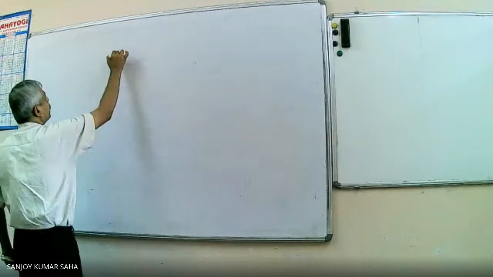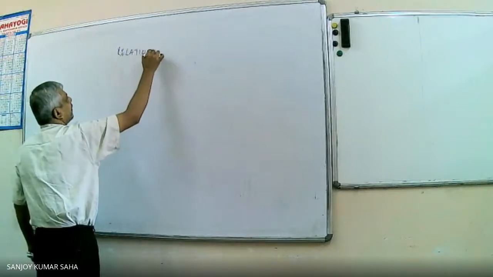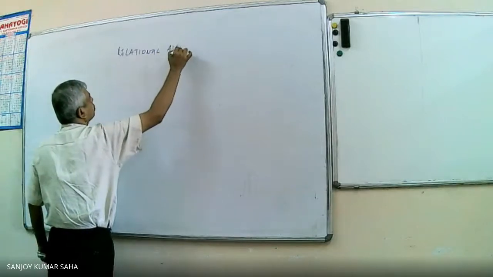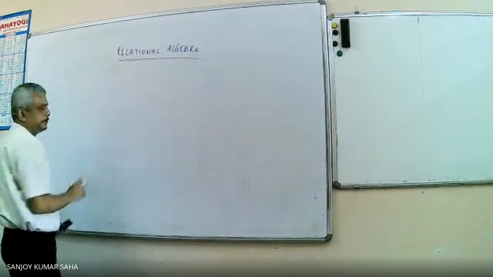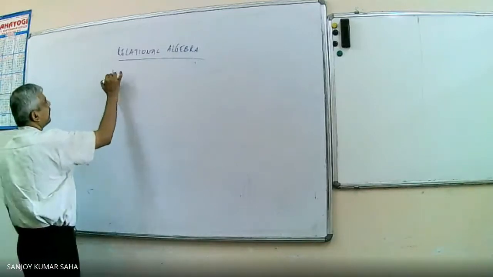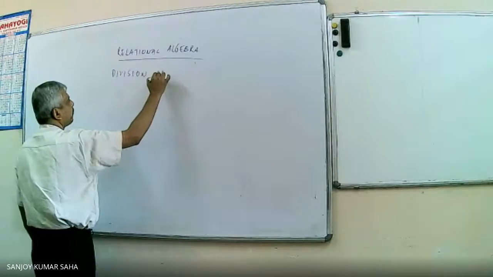So we will continue with the remaining part of relational algebra. One important operation is the division operation.